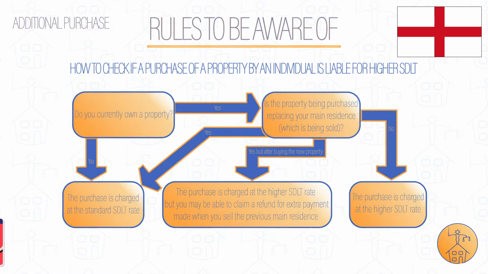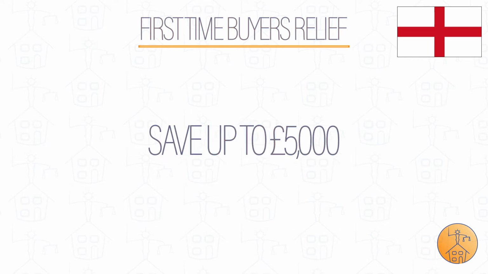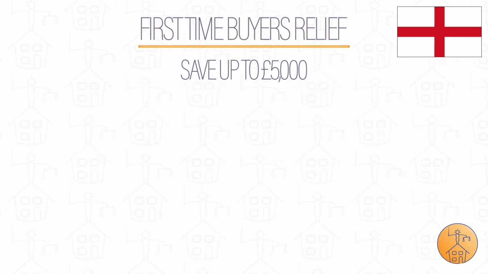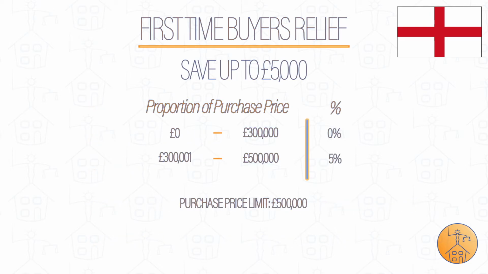Now, the government started charging a higher tax to those who already own a property, but they've also been helping out first-time buyers. If you or anyone you are buying with has never owned a property either inside or outside the UK, then a first-time buyer's relief will be applied. This means you will pay 0% for any purchases up to £300,000 and only 5% from over £300,000 up to £500,000. That means if you're a first-time buyer, you save £5,000. There is one vital condition to be aware of, however. In order to claim the first-time buyer's relief, you cannot buy a property for any more than £500,000.